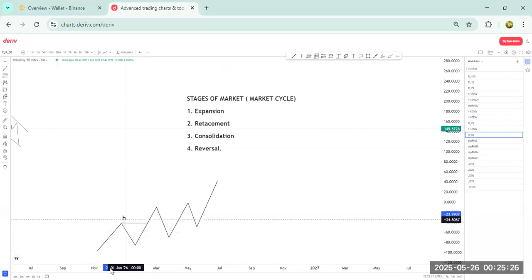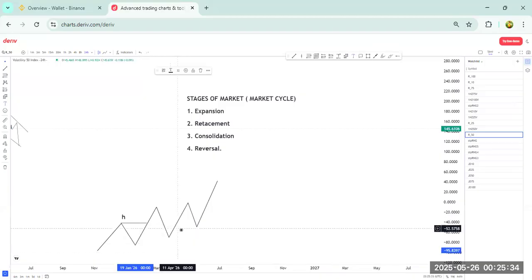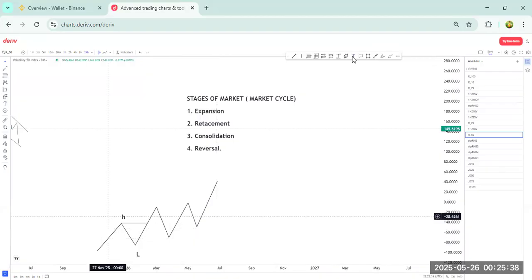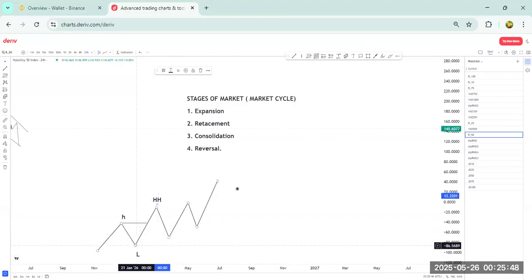And then we had a low at the bottom here. Now a new high has been formed, which we will call our higher high. So this is our impulse or expansion phase. From this low to this high is our expansion phase.